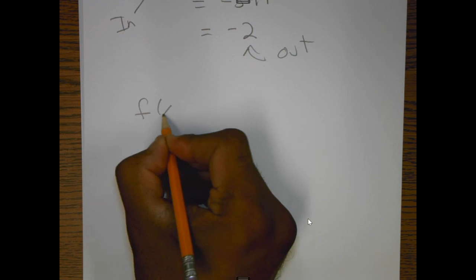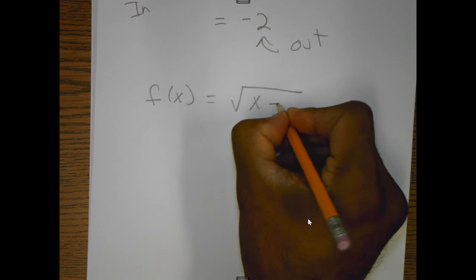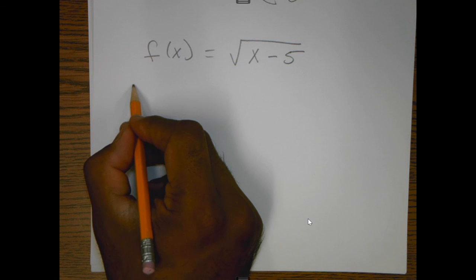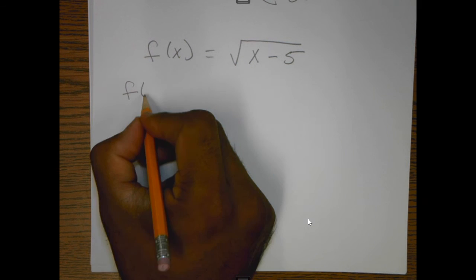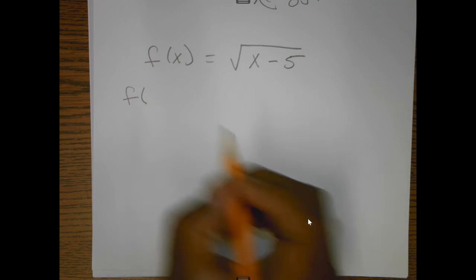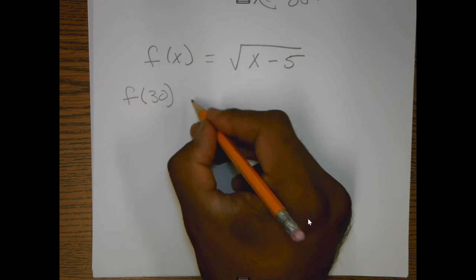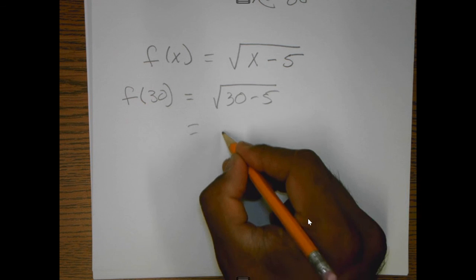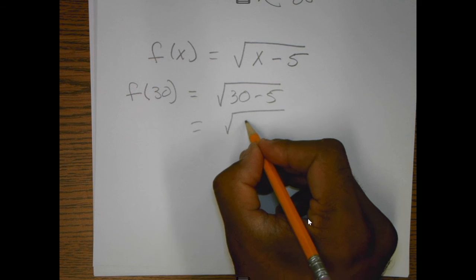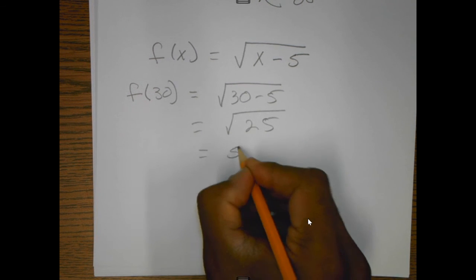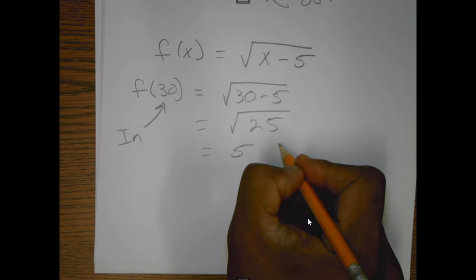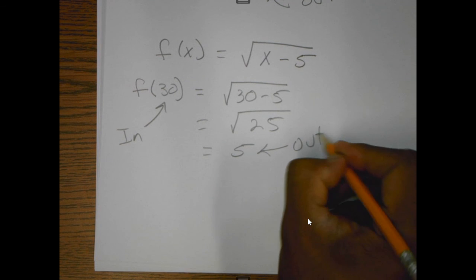Let's look at something like this. If f of x equals the square root of x minus 5, we'll do a couple for this one. Let's do f of 30. I'm going to put that into the function, and I get 30 minus 5. Inside the square root symbol, I get 25, and the square root is 5. So when my in is 30, my out is 5.